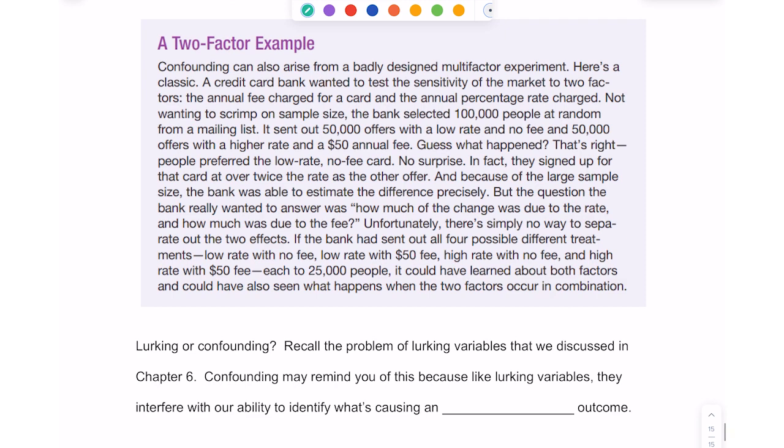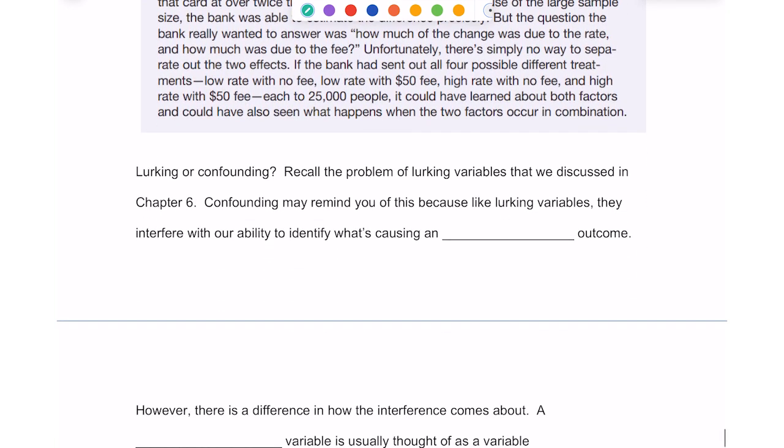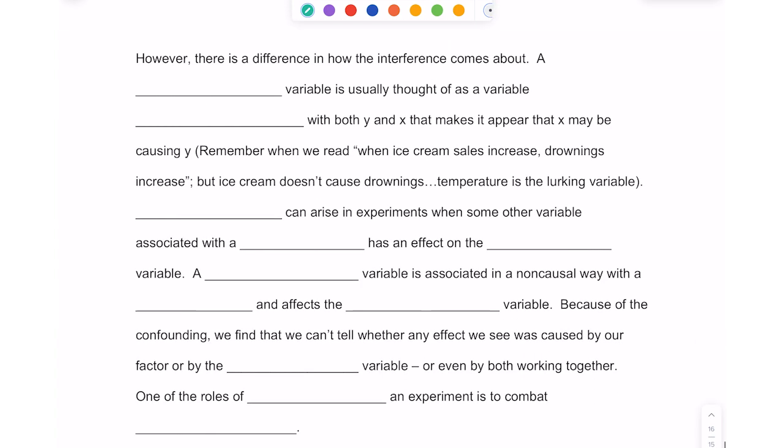There's a 2-factor example that you can read through. That's a good example that also talks about confounding. Now, confounding might sound a lot like lurking variables that we talked about in chapter 6. Confounding may remind you of this because, like lurking variables, they interfere with our ability to identify what's causing an observed outcome. However, there is a difference in how the interference comes about.